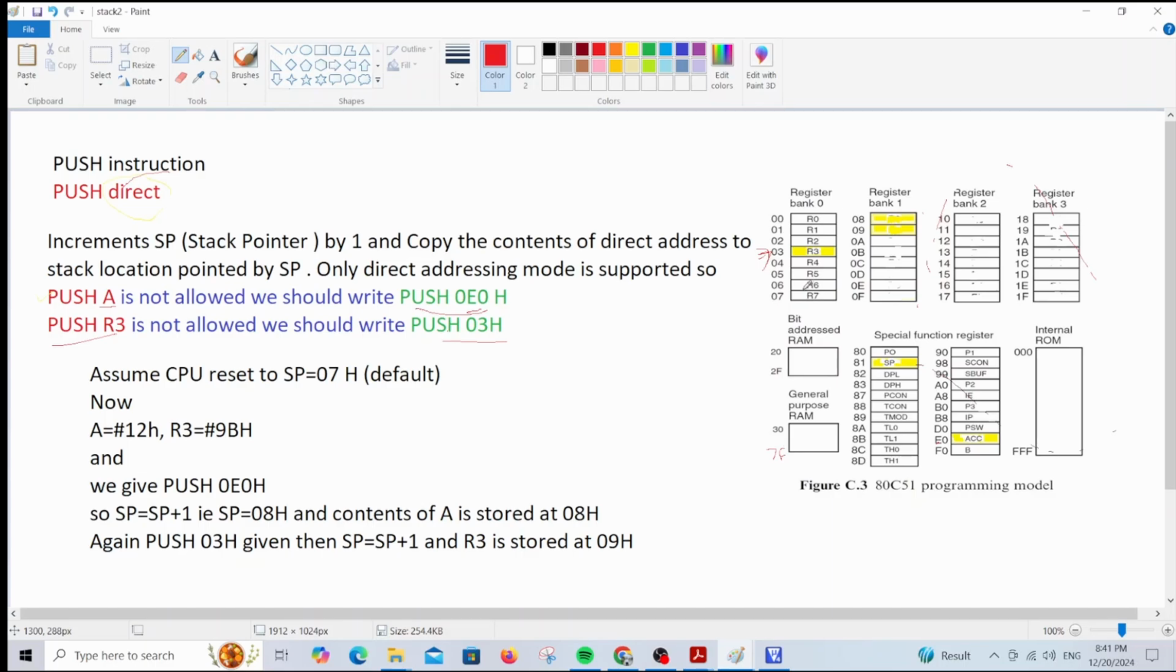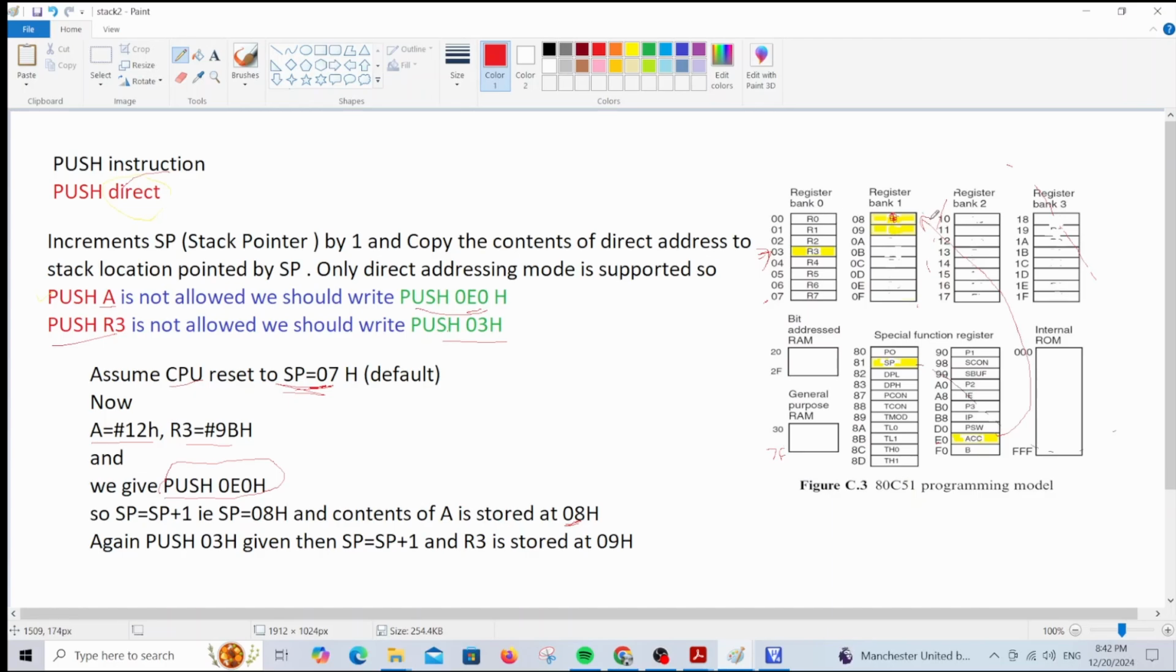Now we'll assume some initial conditions. Suppose I have the stack pointer pointing to 07 initially by default. Suppose the CPU is reset and the stack pointer is pointing to 07. Now let us assume the contents of the accumulator is 12 and the contents of R3 is 9B, hexadecimal numbers. And suppose I give the instruction push 0E0. What will happen? SP will increment by 1. So SP is showing 07, but it will increment. So it will show 08. And at this location, the contents of the accumulator will be stored.